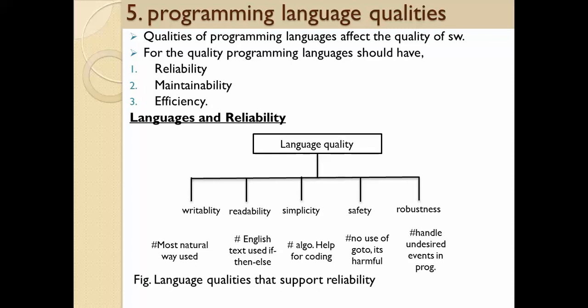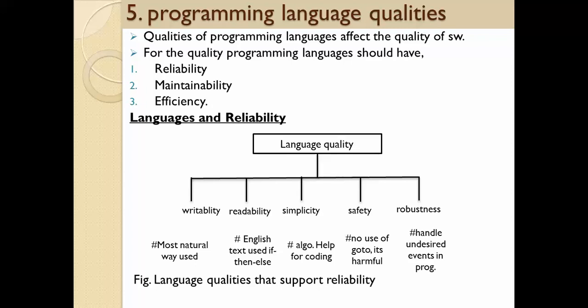Robustness is nothing but handling undesired events in the program. If any undesired event occurs during the execution of the program, and that situation is handled by the program, then we can say that this is a reliable program or programming language. So these five qualities should be present in any programming language to achieve reliability: writability, readability, simplicity, safety and robustness.